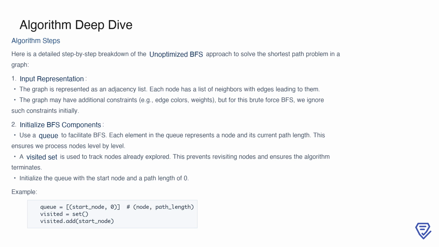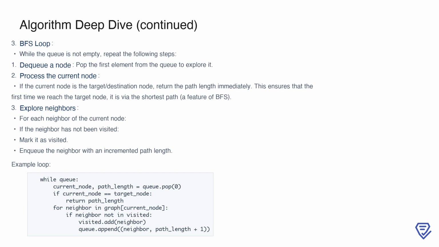For example, we might initialize the queue with the start node and a path length of 0, while simultaneously marking the start node as visited. This setup forms the foundation of the BFS traversal process. The BFS process begins with a loop that continues as long as the queue has nodes to process. In each iteration, we dequeue the first element from the queue to explore it.